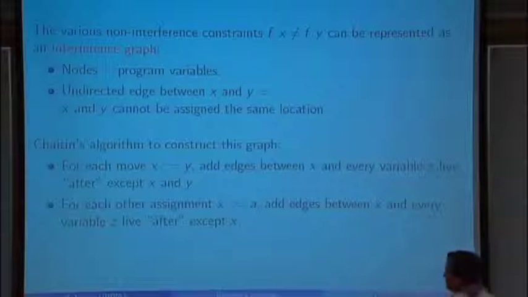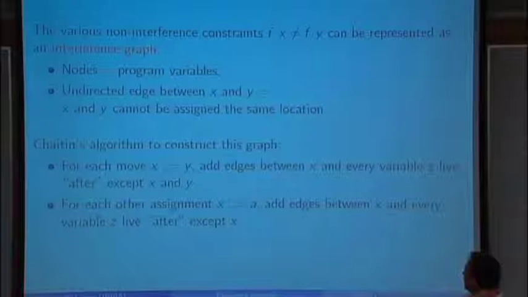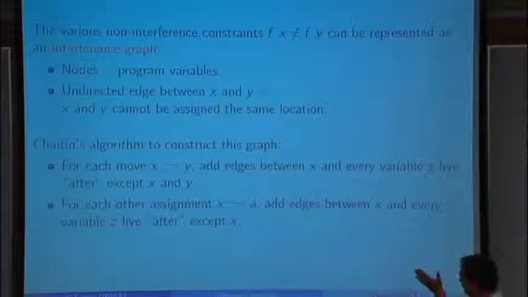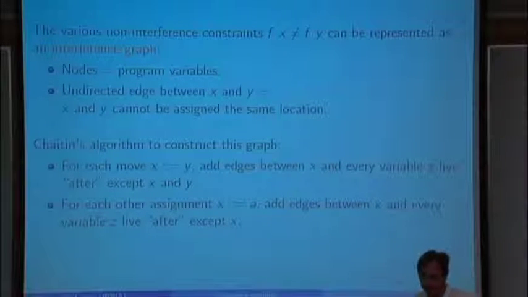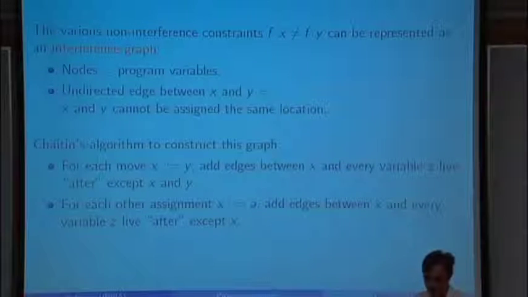And so Chaitin gave an algorithm to construct this graph, which is basically you do liveness analysis and you scan your program. For each move, you add edges between x and every variable z that is live after the assignment, except x and except y. And for general assignments, x becomes a, you add edges between x and every variable z live after, except x. So that's the recipe that was in Chaitin's paper.